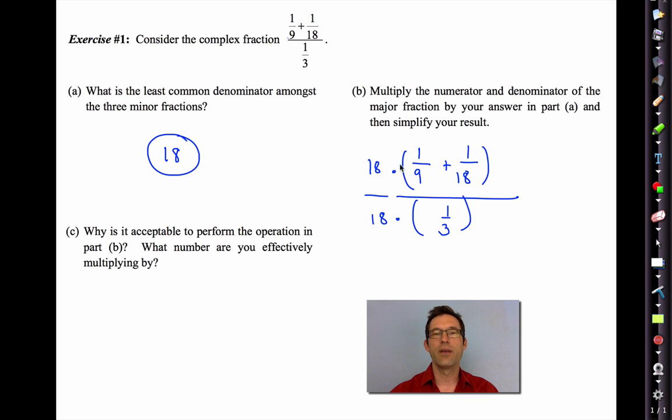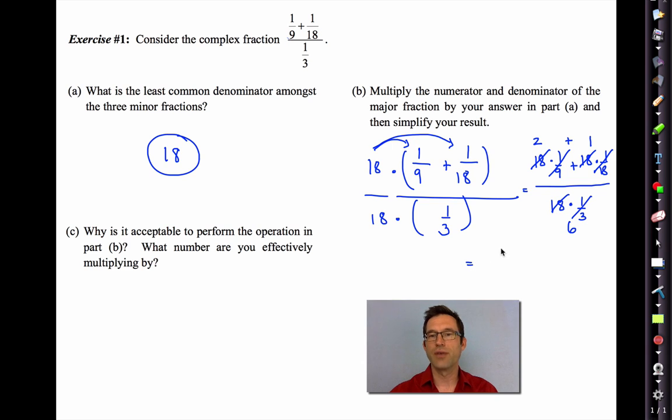Now, when I do that, I have to distribute. And this is important because I'm going to have 18 times 1/9 plus 18 times 1/18. We're going to speed this up in future problems, but I really want to write it out very carefully right now. The reason I can do that is then 1/9 times 18 is just 2, and 1/18 times 18 is 1. 1/3 times 18 is 6. So in the numerator, I just get 2 plus 1, which is 3, and in the denominator, I get 6.